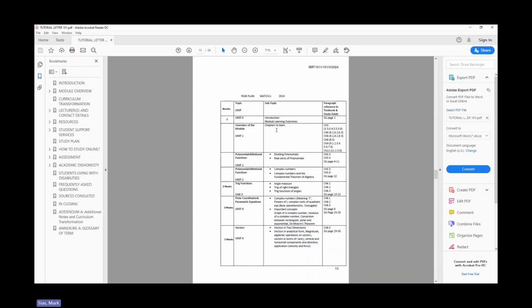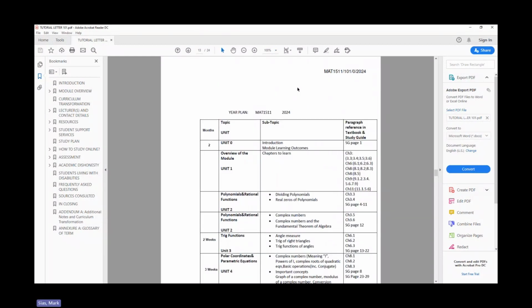So I just wanted to check with you guys whether you can see the tutorial letter. Let me just check something with you. There's a section there, let me just enlarge this. There's a section there that says overview of the module, unit 1, chapters to learn.